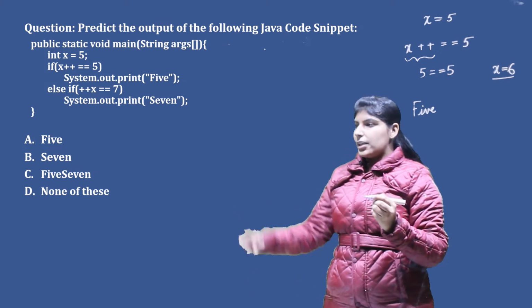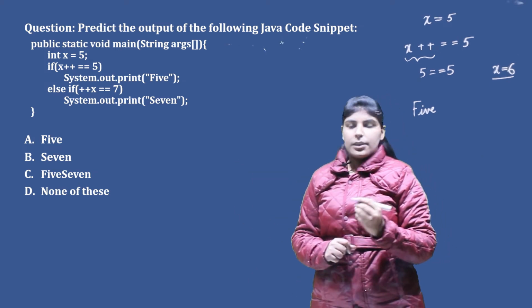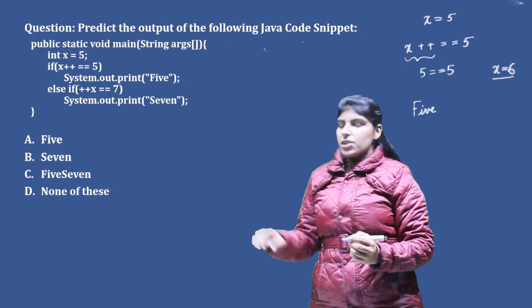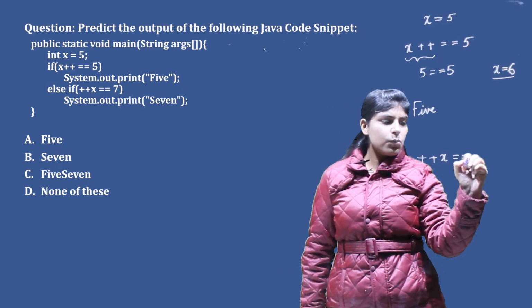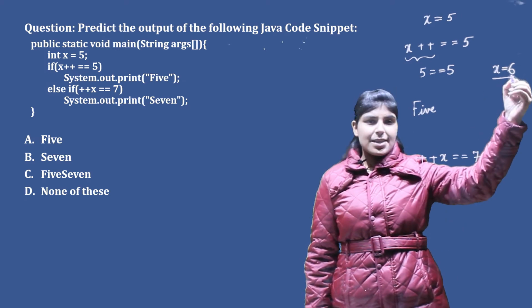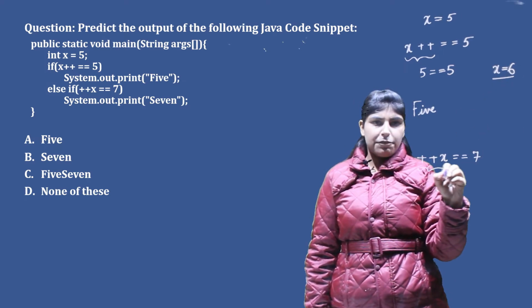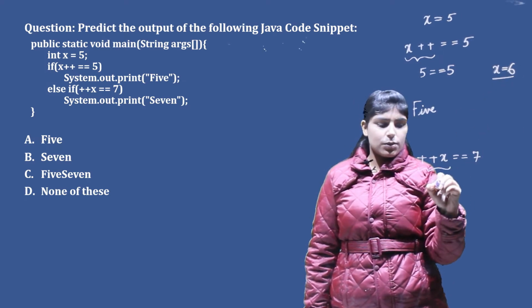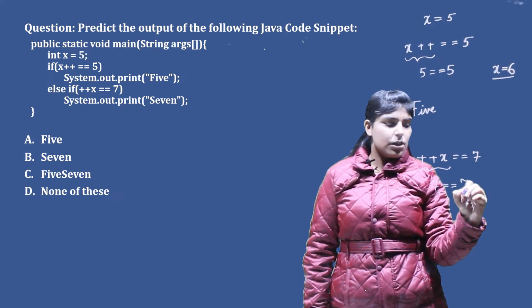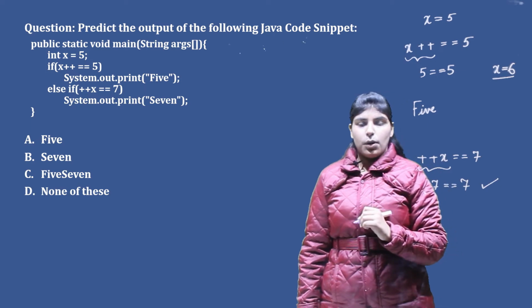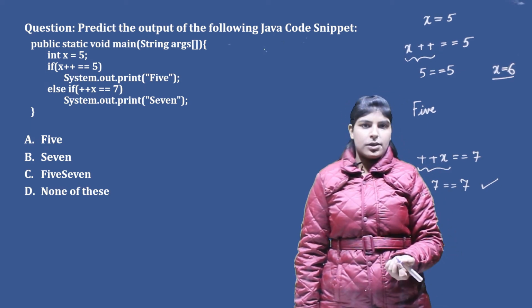Now if I evaluate the condition given in the else if statement, the condition is ++x == 7. So now x is 6, ++ means prefix. So first I will change this to 7 and then I will compare. Now 7 equal to 7. So this condition is also true, but 7 won't be printed on screen.